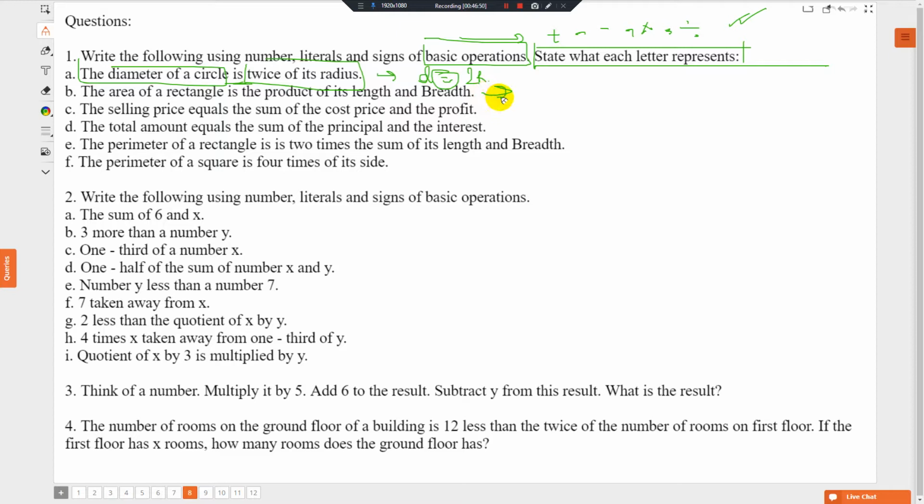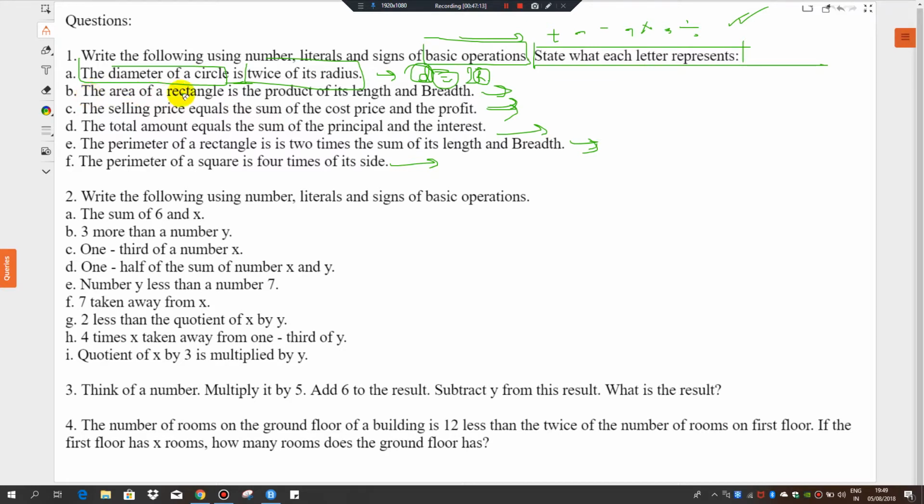Same here. And don't forget to state here, because time is not there, I am not stating. Here D represents diameter, and r represents radius.